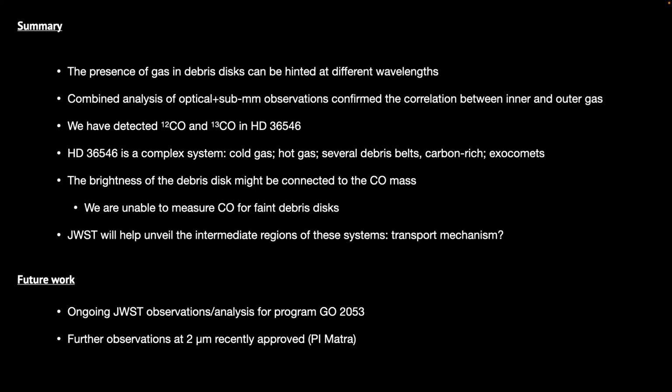Then, as an overall result from that study, we can also say that the brightness, or the infrared luminosity, or the mass of dust that we have in a debris disk might be connected to the CO mass, and therefore we are not going to be able to measure the CO if the debris disk is very faint, just because, again, we're not producing enough CO to be detected. And I hope I also convinced you that James Webb is a good tool, even though the spectral resolution is not great, to try to study these intermediate regions of these systems and potentially study a transport mechanism.